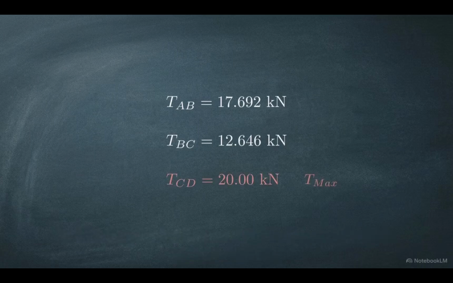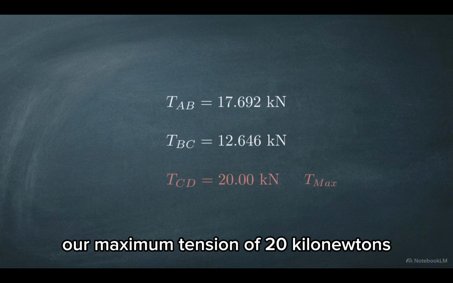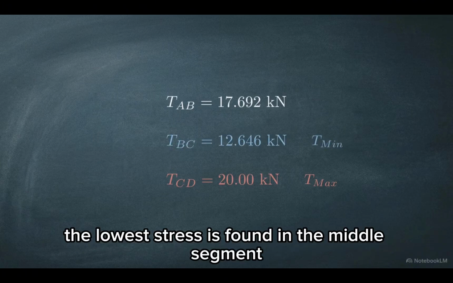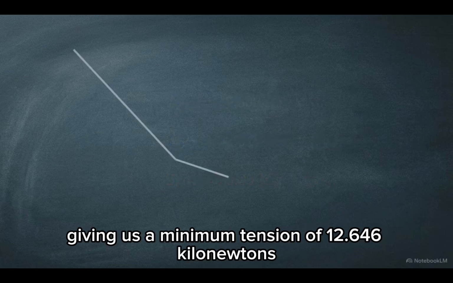With all segment tensions solved, we can now evaluate the list to identify the stress extremes across the entire system. The highest stress occurs at segment CD, our maximum tension of 20 kilonewtons. The lowest stress is found in the middle segment, giving us a minimum tension of 12.646 kilonewtons.